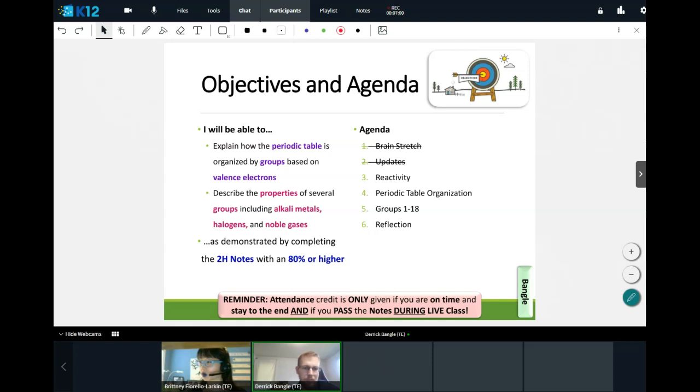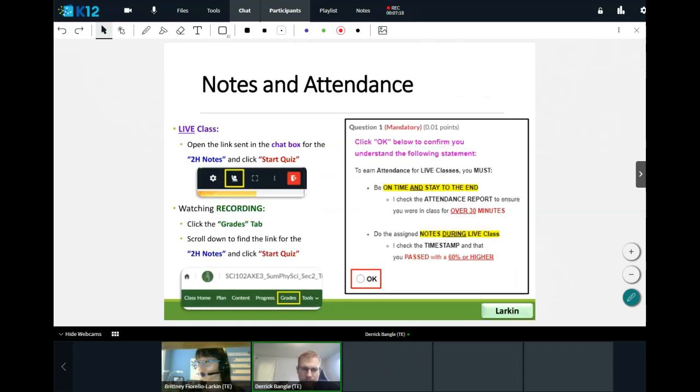Today we'll be able to explain how the periodic table is organized by groups based off of their valence electrons. And we will also learn how to describe the properties of several groups, including alkali metals, halogens, and noble gases. All that will start to make more sense as we get through today's lesson.